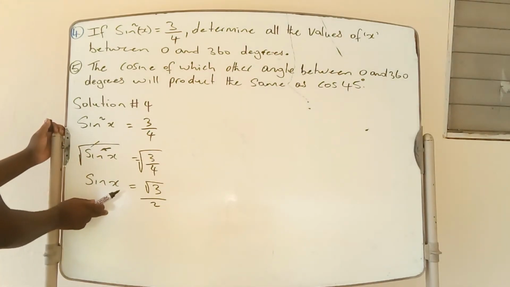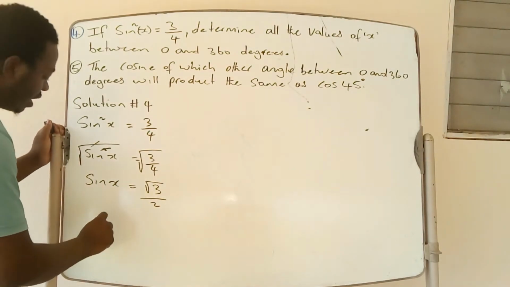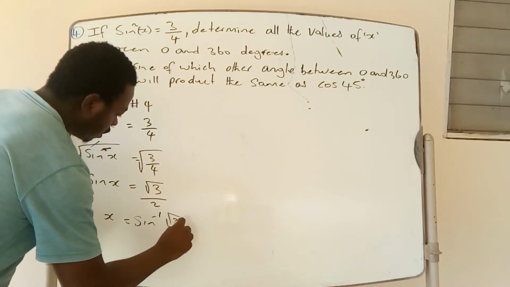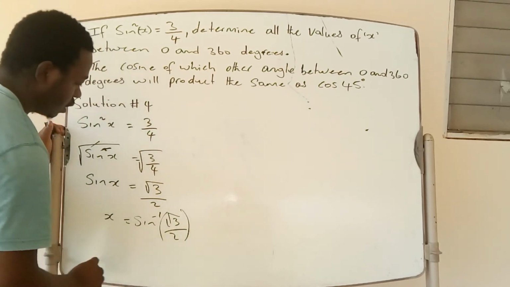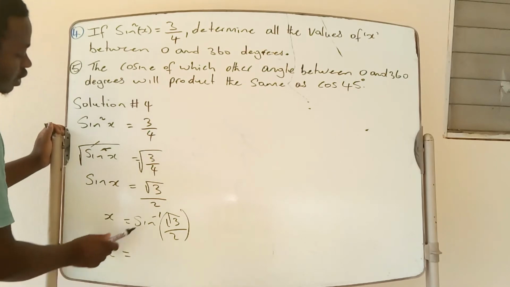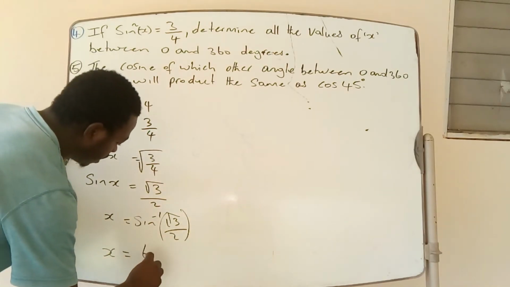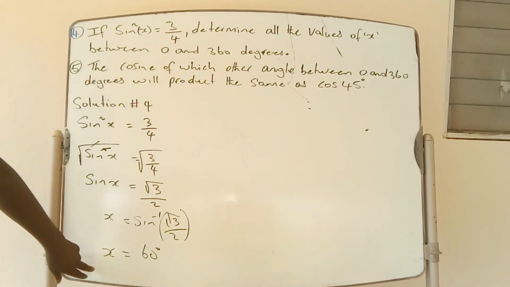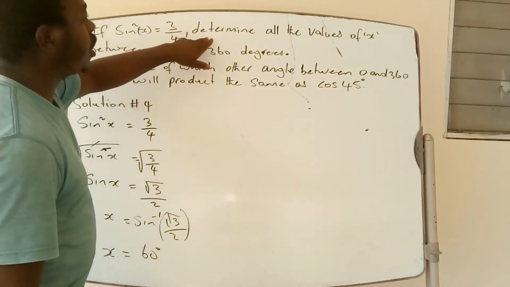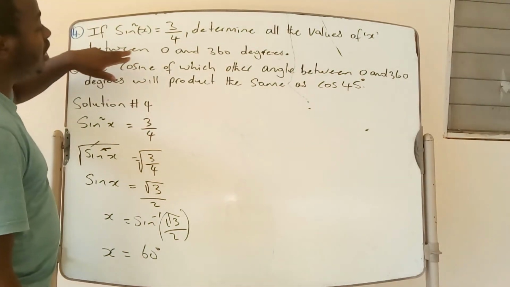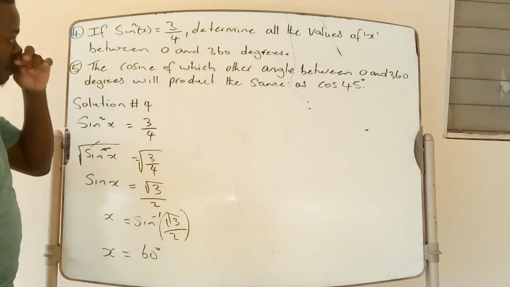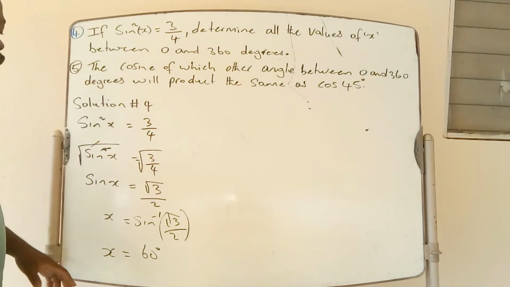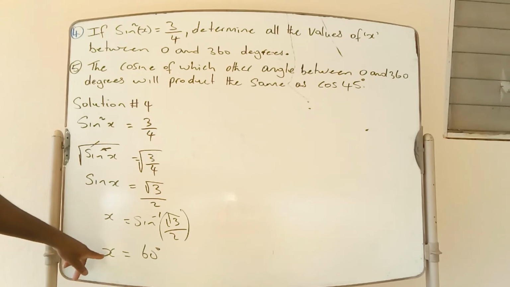Now I can solve for x by taking the sine inverse of both sides. So x is equal to sine inverse of root 3 over 2, that's 60 degrees. Right? So x is equal to 60 degrees, but that's just one value of x. They say that we must determine all the values of x between 0 and 360, which means that between 0 and 360, that's only positive values. Right? Now, how are we going to determine the other values of x?